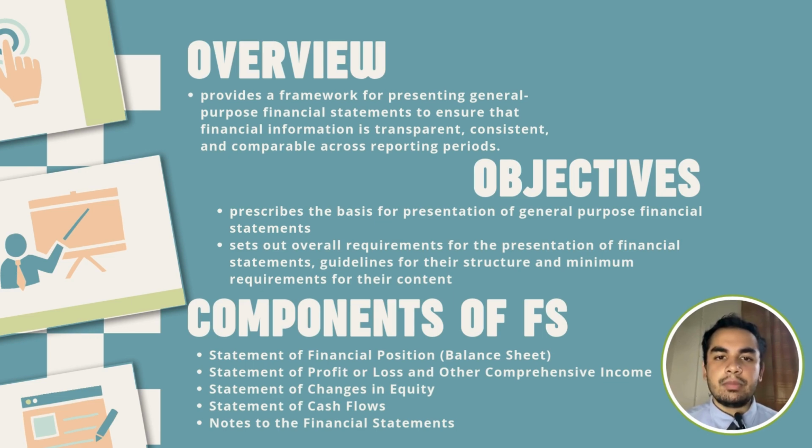Next, we have the statement of profit or loss and other comprehensive income, which shows the company's performance over the period. And the third one, we have the statement of changes in equity, illustrating any changes in shareholders' equity. And the fourth, we have the statement of cash flows, detailing the cash movements, inflows and outflows of the company. And lastly, we have notes to the financial statements, which include summaries of significant accounting policies, and also non-financial reporting.